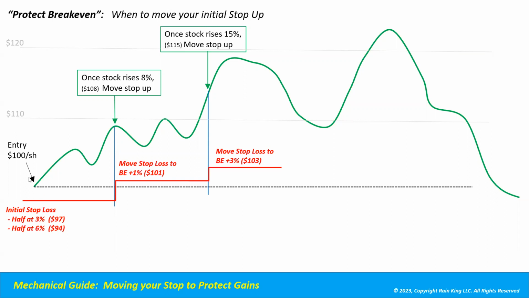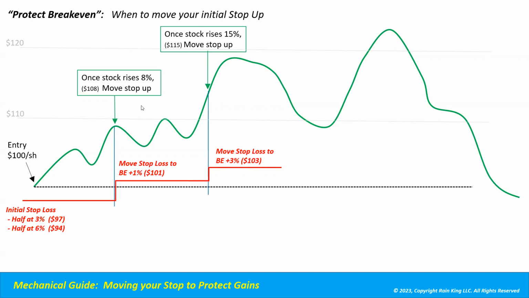So again, when we buy at $100 per share, our initial stop loss in this example is using staggered stops. So we have half at 3%, half at 6%. And that's this red line below break even. Again, once we get to 8%, our rule will be, we'll move the stop up to break even plus 1%. So in this example, once we've hit an 8% gain, the stock is at 108 and we are moving the stop up to 101. If the stock continues to rise and gets to the 15% level, to a price of 115, we will move the stop up at that point to break even plus 3%, or $103 per share.